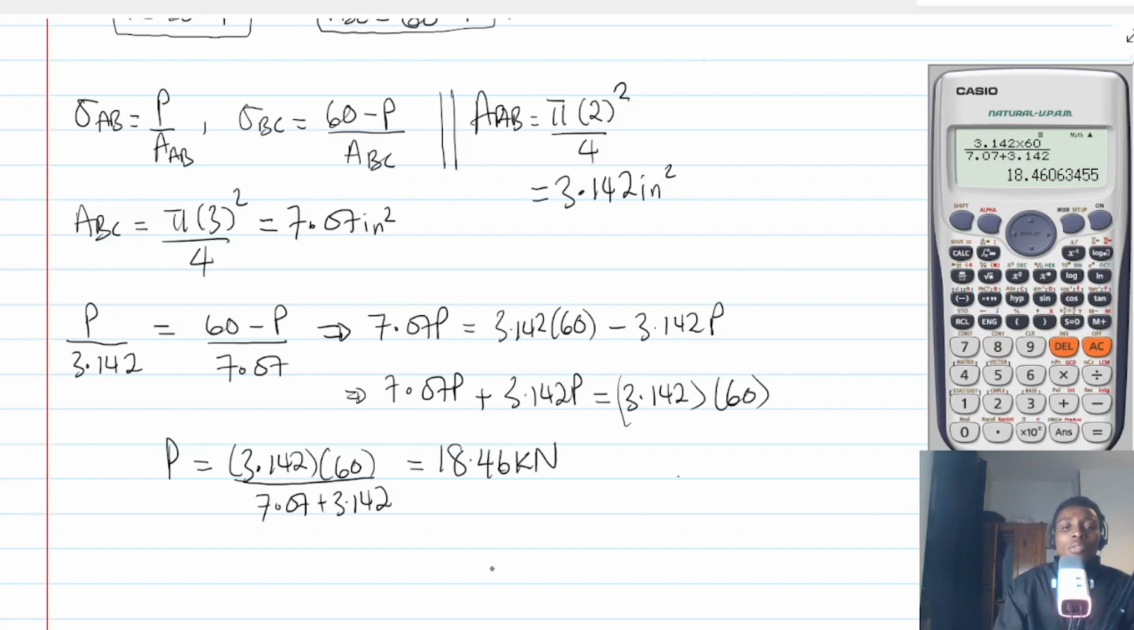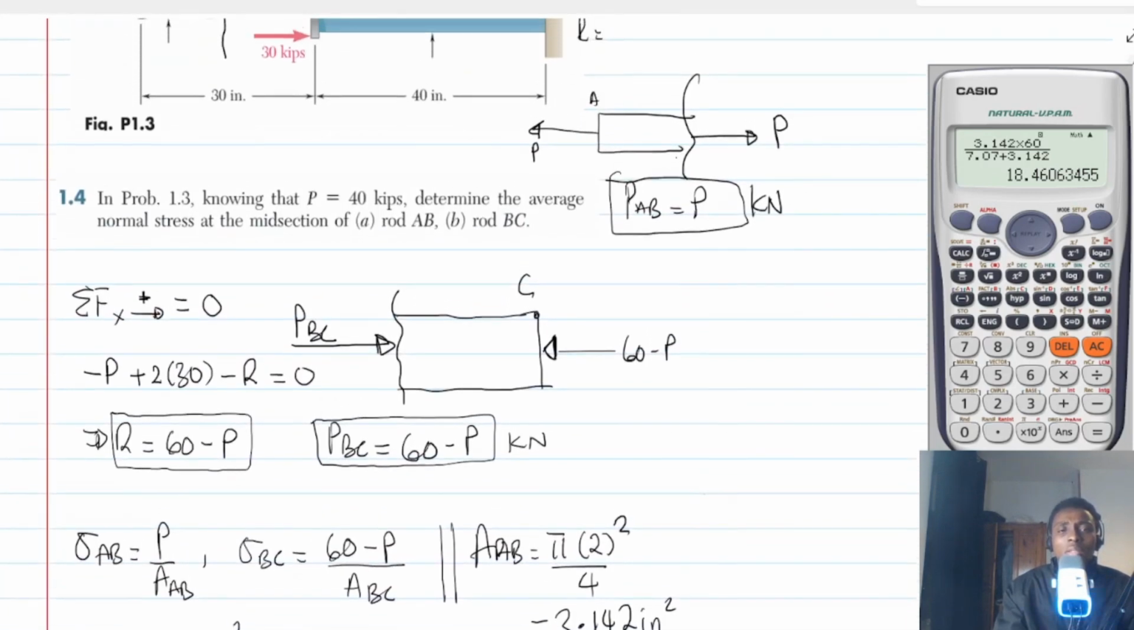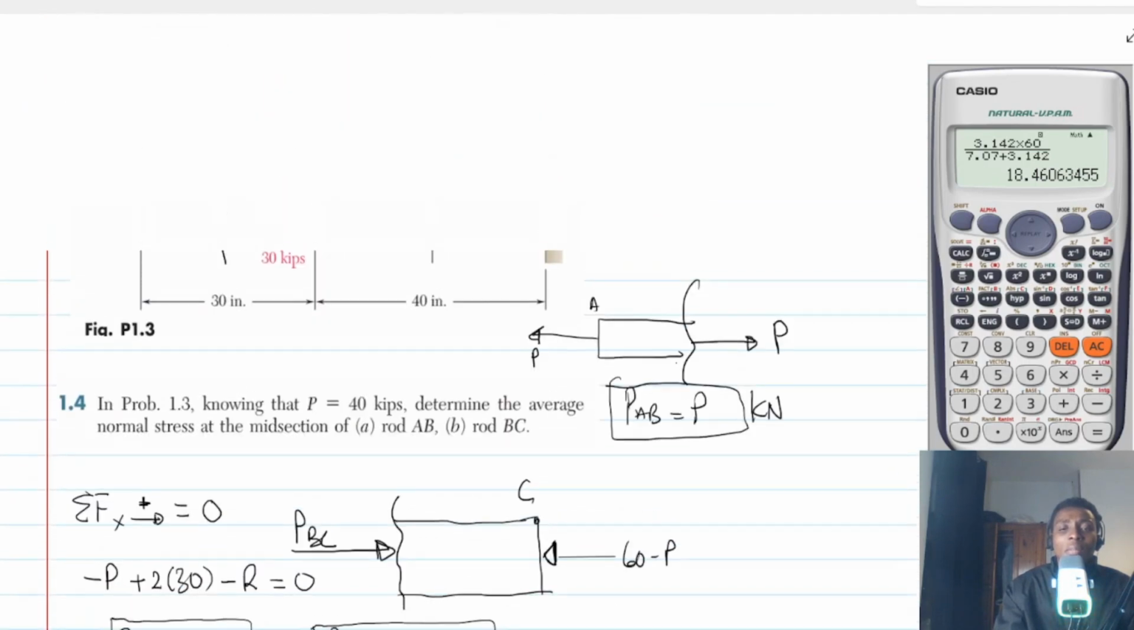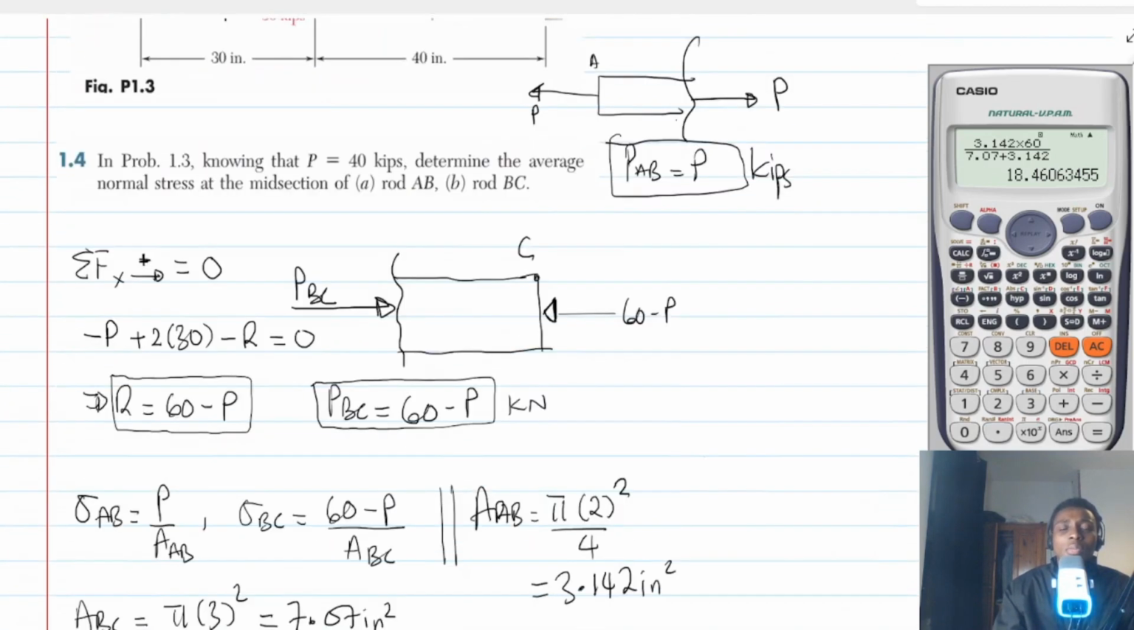18.46 kilonewtons. Oh, sorry. Kips. In fact, it is kilo pound force. All right. So that is it. In fact, this one is supposed to be the same thing. All right. I think the concept is clear.